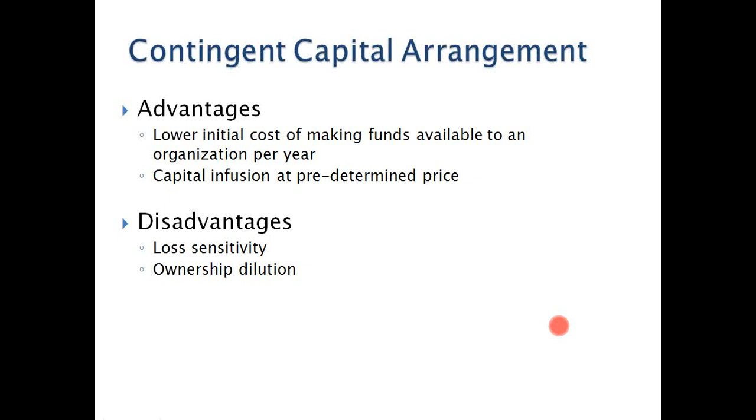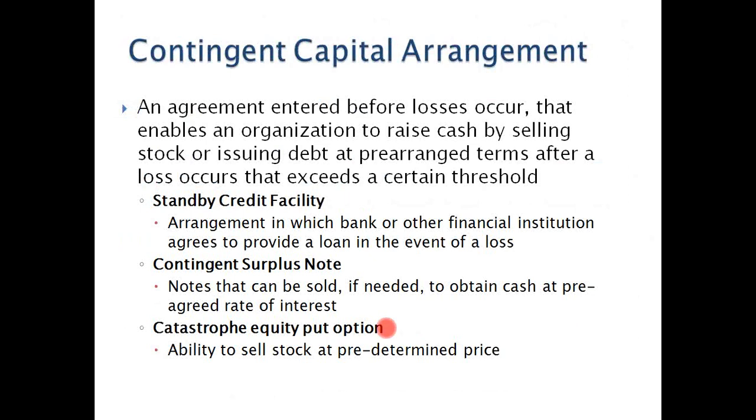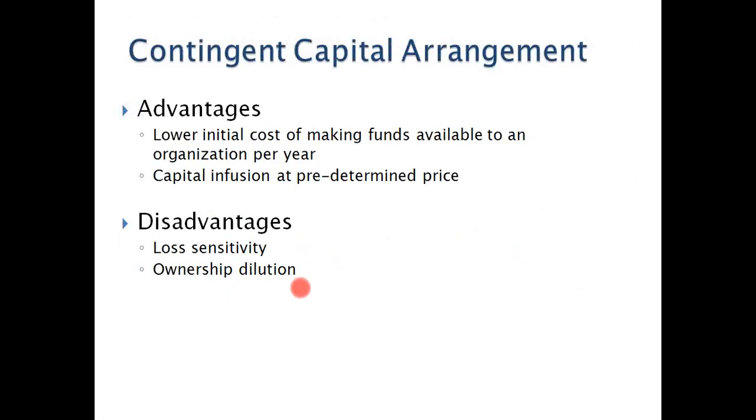And this ownership dilution deals more with the catastrophe equity put option, because if you're going to sell the stock, you're basically diluting the ownership because you're allowing these people to buy at a predetermined price. So that's where that can be part of it. The other disadvantage, they talk about loss sensitivity, is the moral hazard, that people may not be as concerned with losses, because they know that they have this capital arrangement, so they might not be as careful. At least that's a concern as part of that.